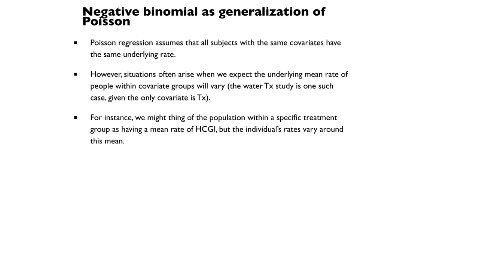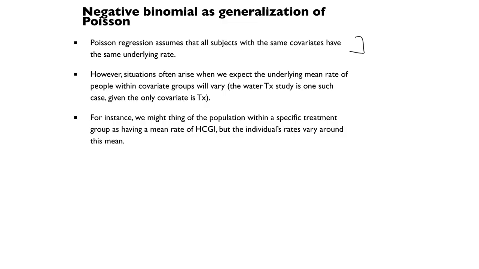This is the more interesting one and the more practical one for us. You can motivate it differently. The Poisson assumption is that all subjects within the same covariates have the same underlying rate. Instead I can say, well, I believe that there's some distribution of rates within the same covariate group, and that distribution has a certain form. Again, it will be a positive distribution because rates have to be positive.